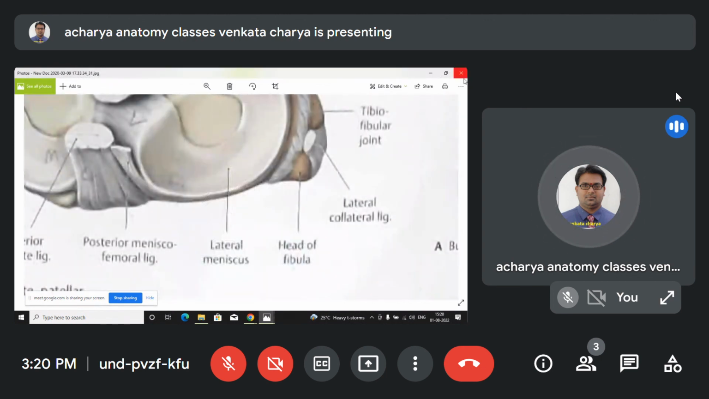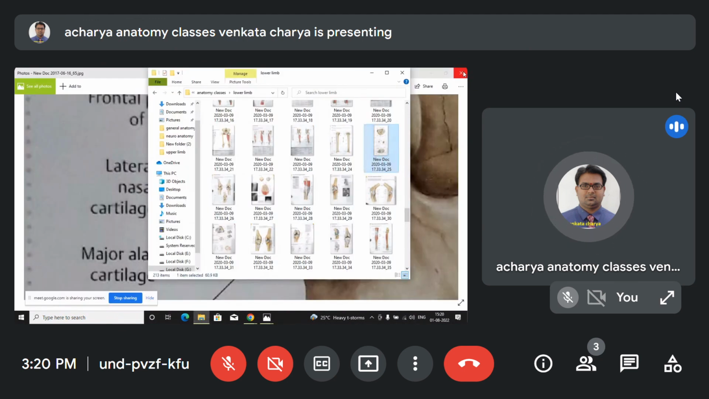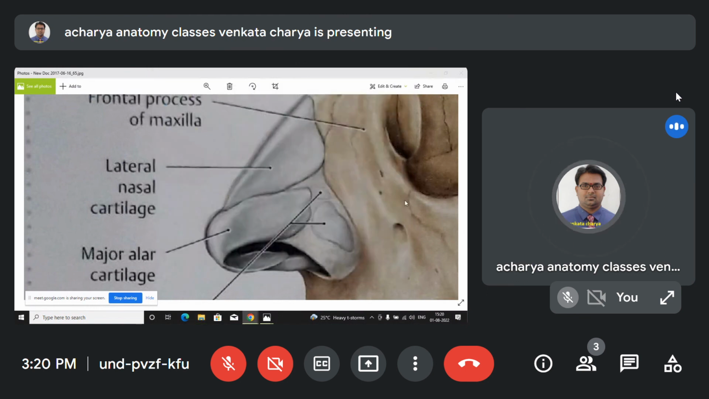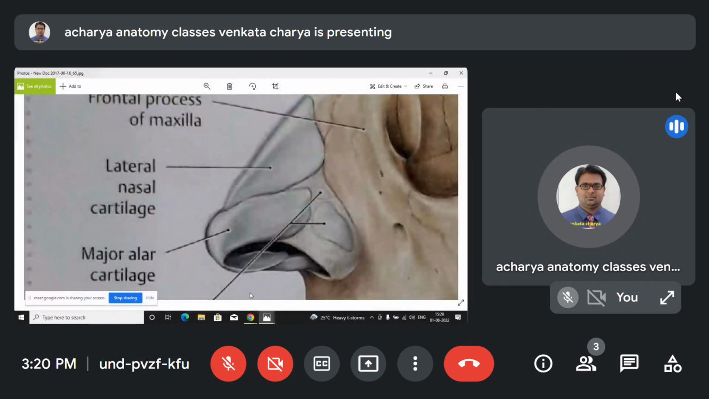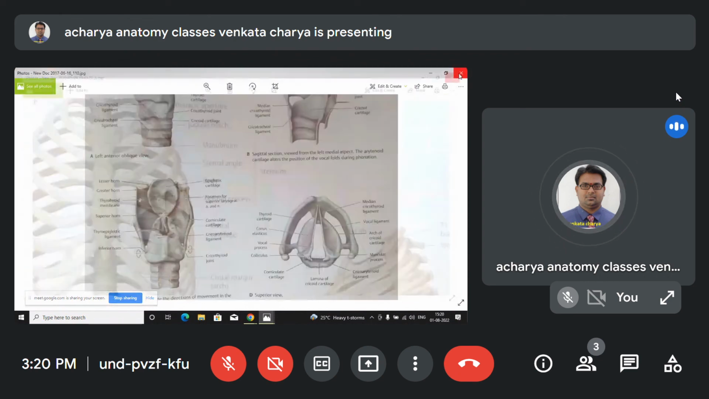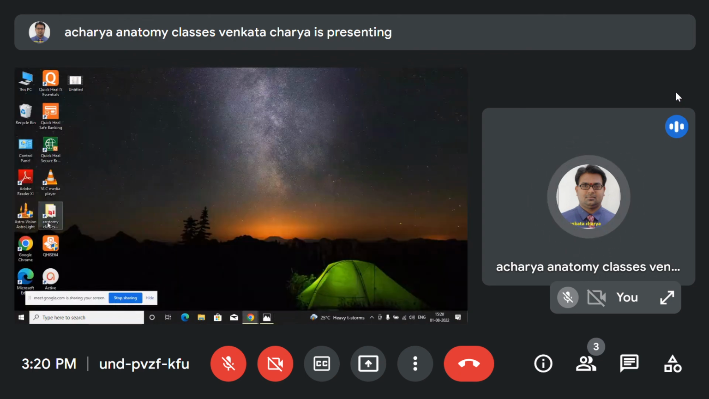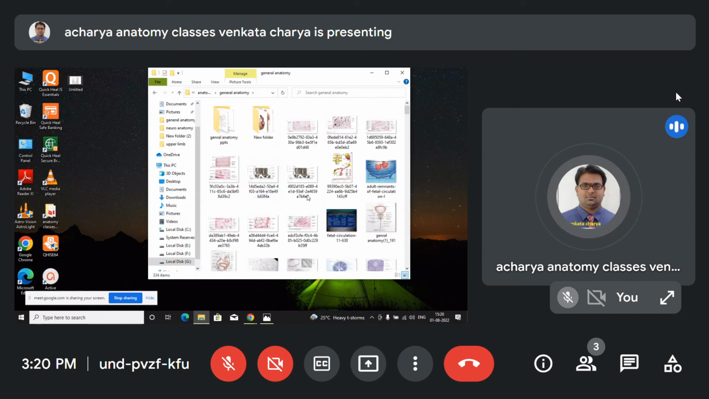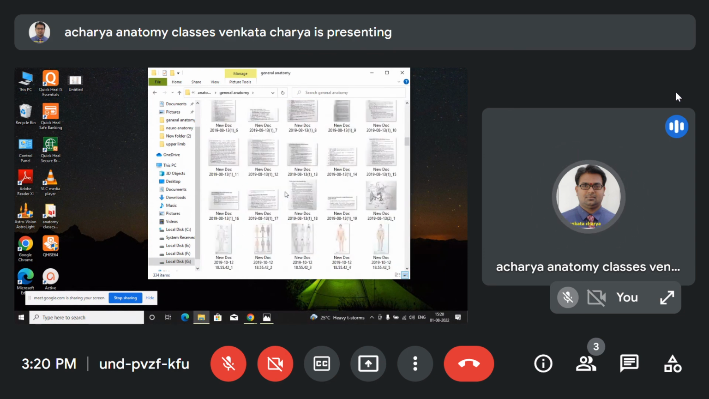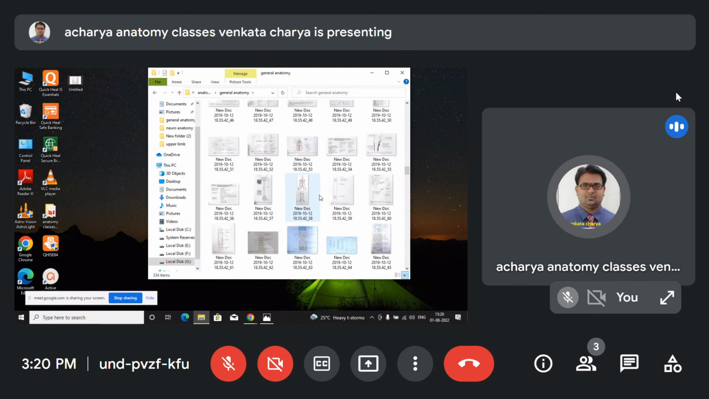So cartilage is also completed, right? Fibrous cartilage, no? Chondrocytes in the matrix arrange like a chain manner. Next, we are entering into the circulatory system.